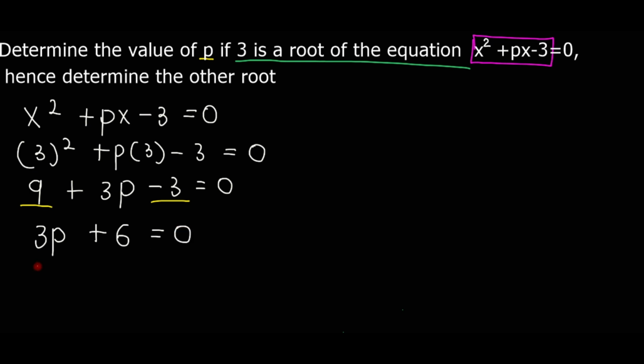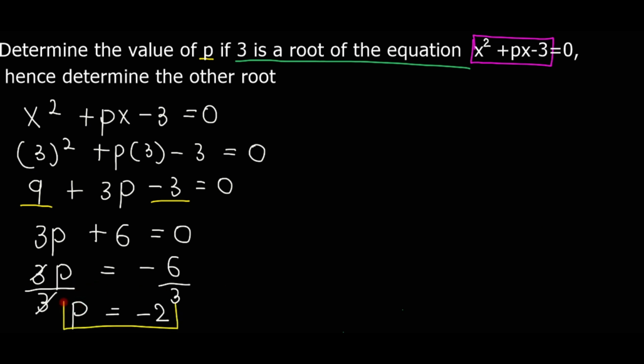And then from there, 3p equal to negative 6, transpose 6, and then from there we can divide both sides by the coefficient of p, and then 3 and 3 will cancel, then p equal to negative 2. So this is the answer. You'll find out the value of p.